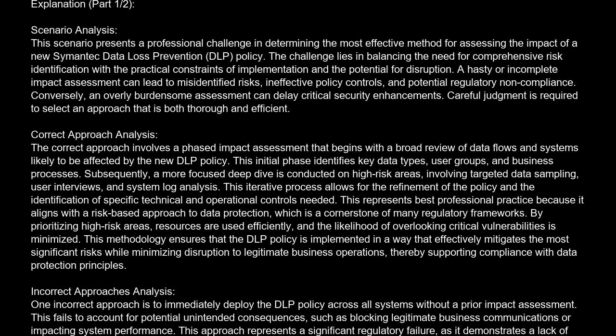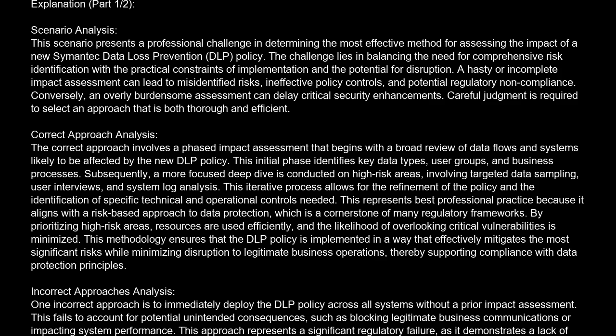Incorrect approaches analysis. One incorrect approach is to immediately deploy the DLP policy across all systems without a prior impact assessment. This fails to account for potential unintended consequences, such as blocking legitimate business communications or impacting system performance. This approach represents a significant regulatory failure, as it demonstrates a lack of due diligence in understanding how the policy will affect data handling and potentially violates principles of proportionality and necessity in data protection regulations.